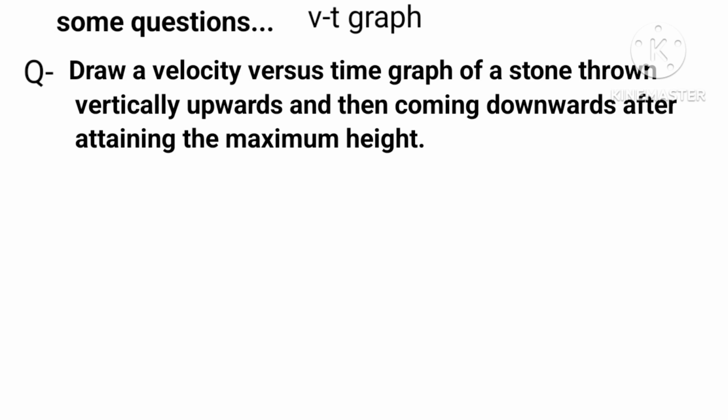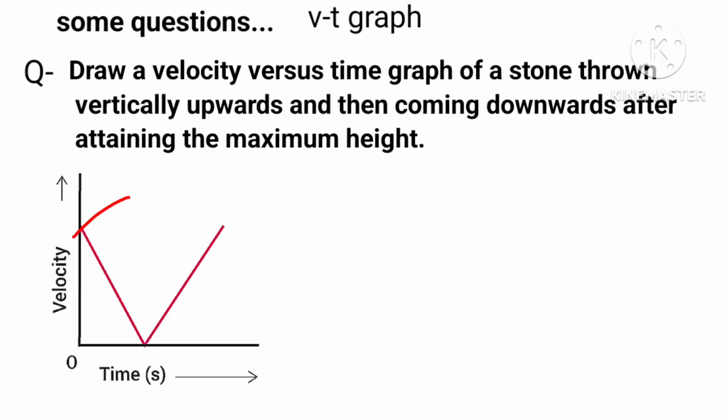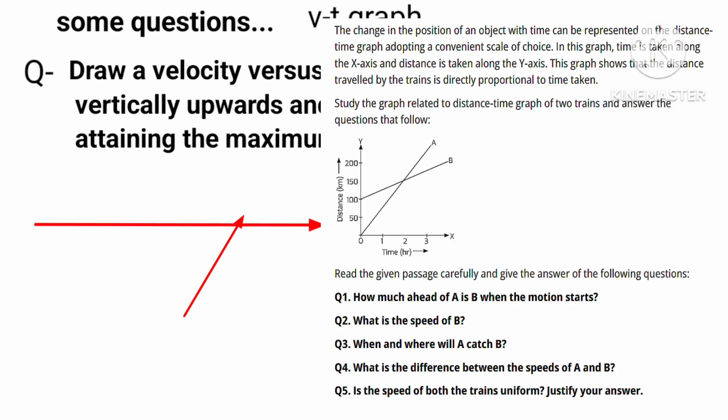Draw a velocity versus time graph of a stone thrown vertically upwards and then coming downwards after attaining the maximum height. When a stone is thrown up, velocity decreases and comes to zero at time t, and then the stone is under gravity and falls. Velocity is increased and then comes to its original position. The graph is like this.